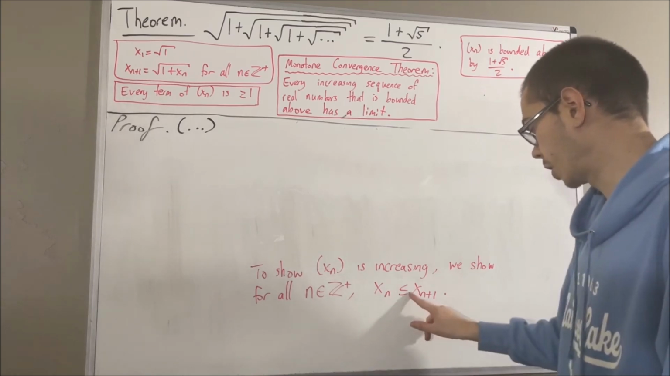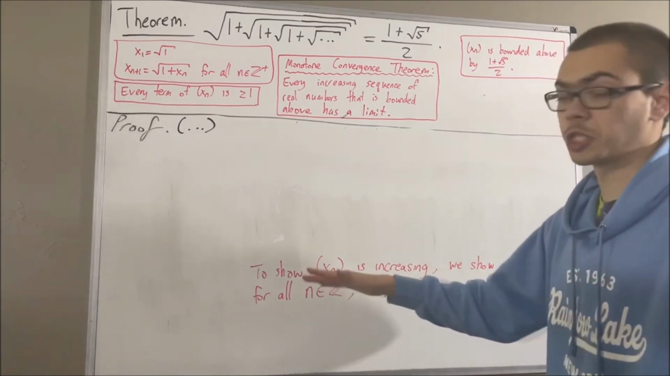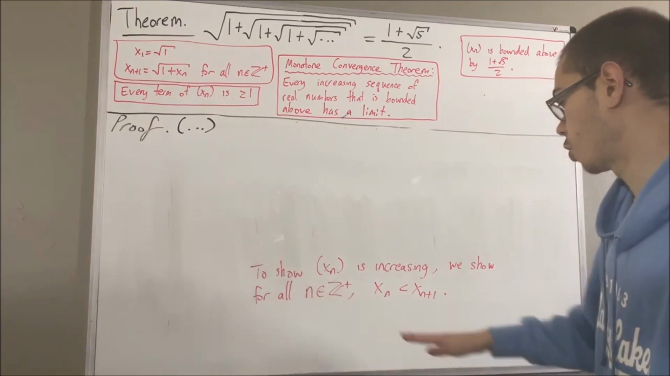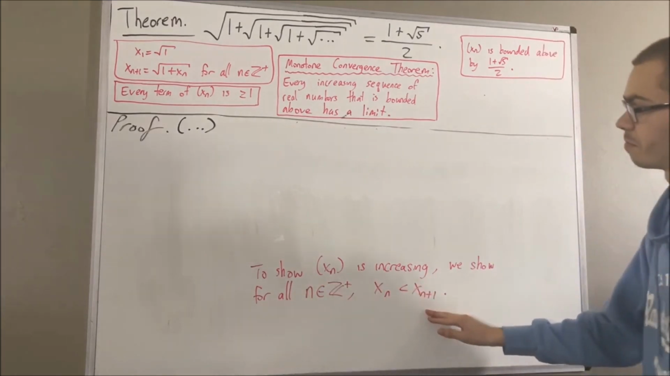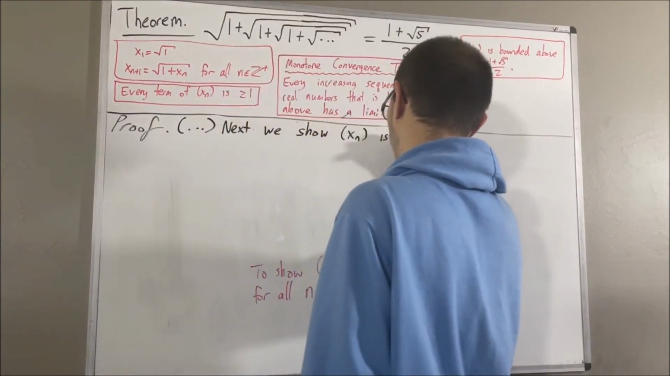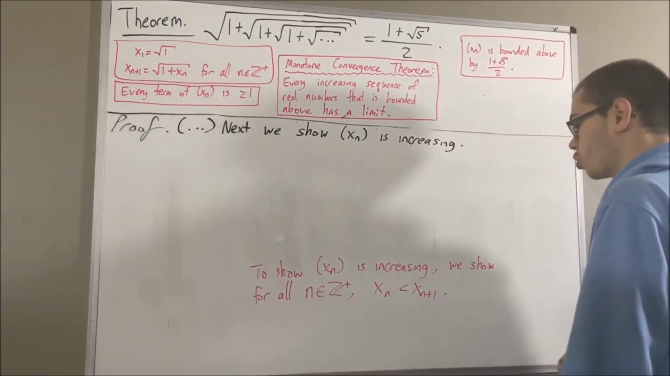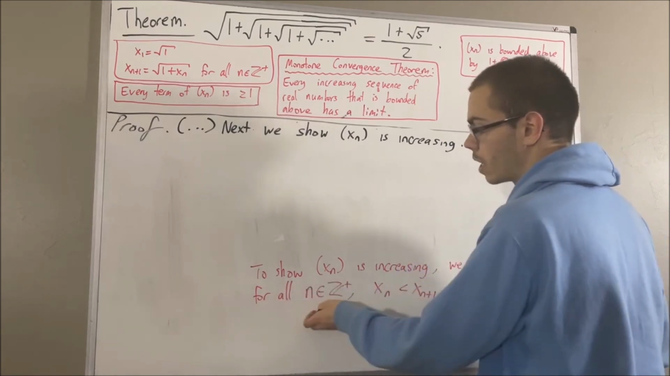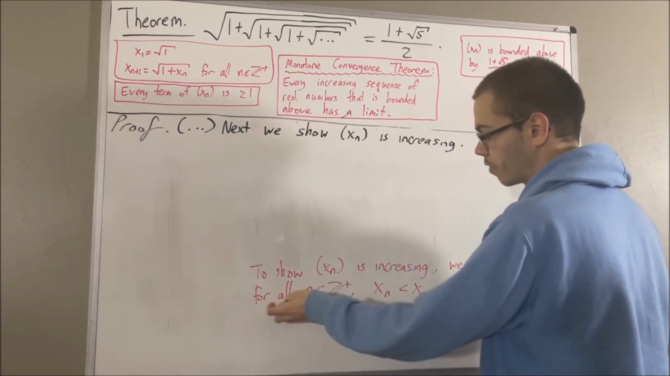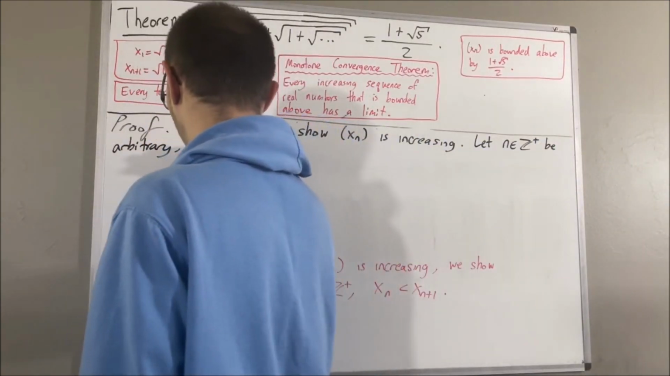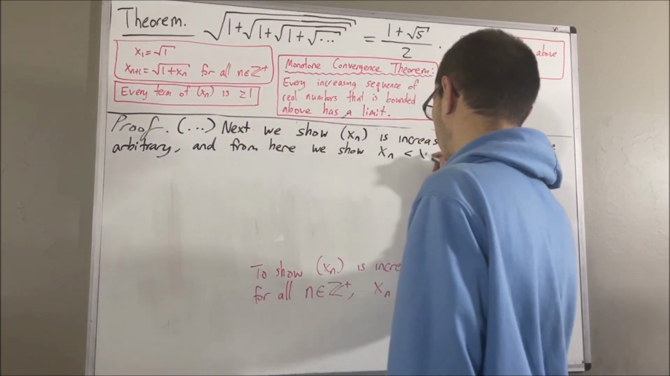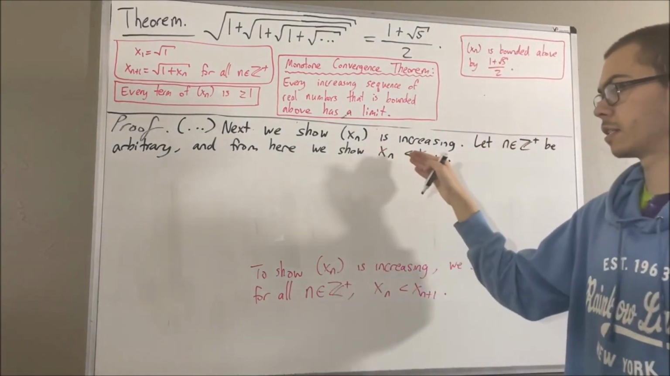In fact, we could actually show that this sequence is strictly increasing. So we're going to show for all positive integers n, xn is strictly less than xn plus 1. So we're trying to prove a statement about all positive integers n, so let's give ourselves an arbitrary positive integer n. From here, we're going to show that xn is less than xn plus 1.